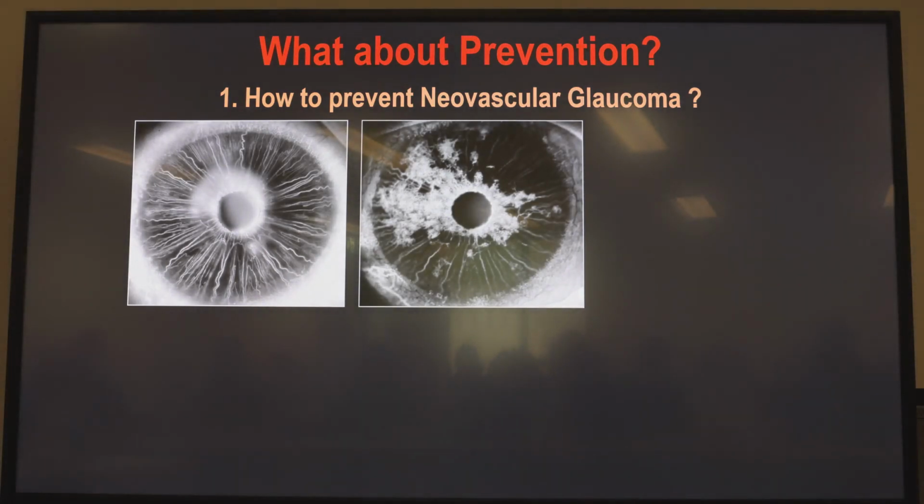Let's go to the last chapter, prevention. How to prevent neovascular glaucoma? Because, I mean, once there is chronic neovascular glaucoma, even if the new vessels have gone, the old mature vessels are still at the angle with fibrosis. It's a bother.